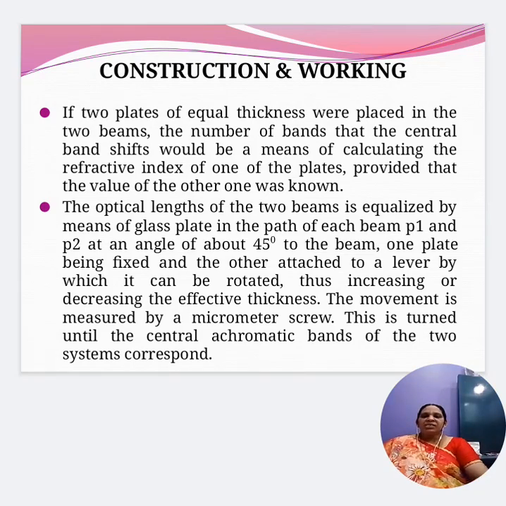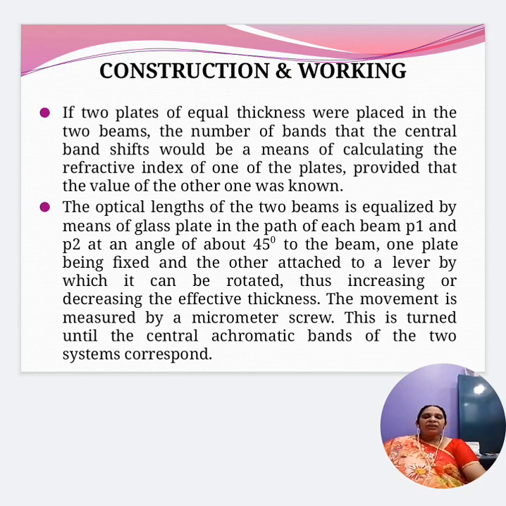Let's see the construction and working of an interferometer. If two plates of equal thickness were placed in the two beams, the number of bands that the central band shifts would be a means of calculating the refractive index of one of the plates, provided the value of the other one was known. You should know the refractive index of one of the materials. When two materials are used, one should be known, another one will be unknown.